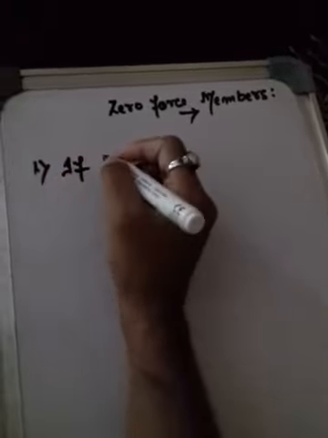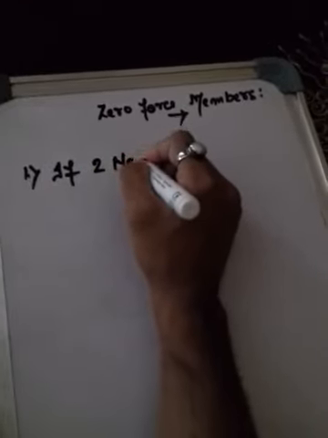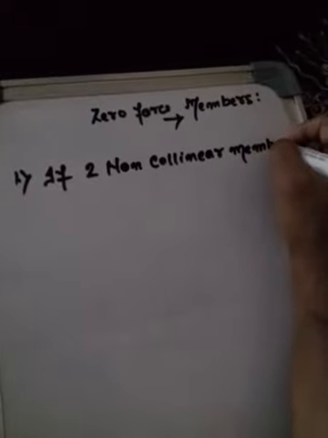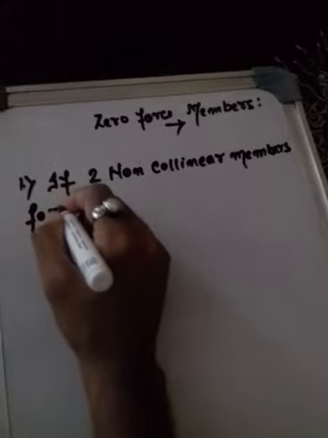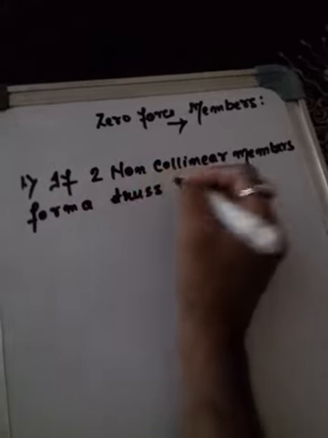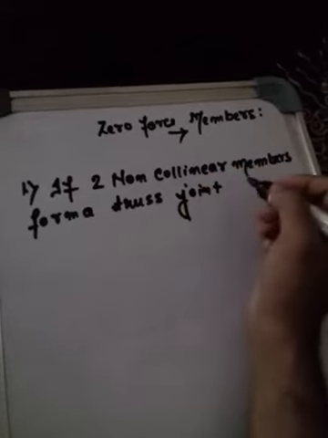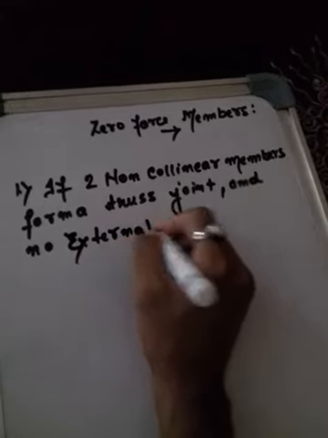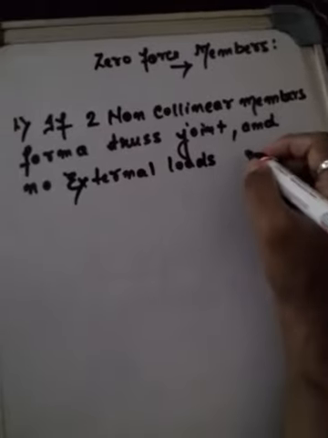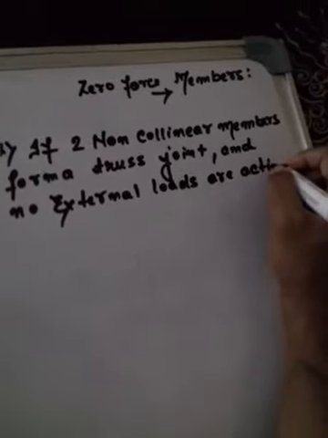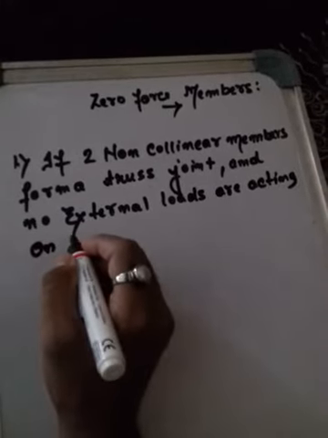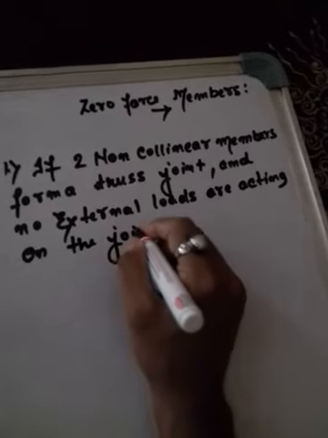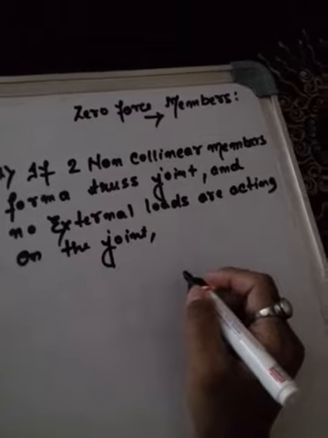If two non-collinear members form a truss joint, and no external loads are acting on the joint, the members must be zero force members.